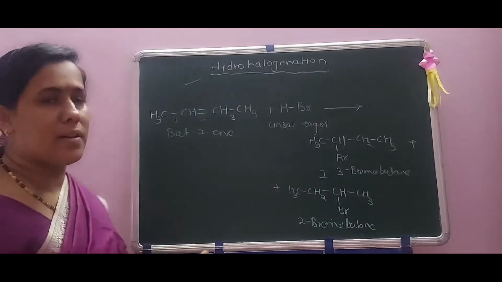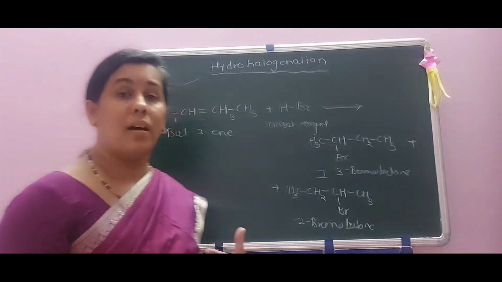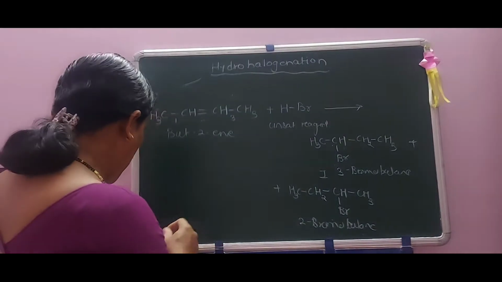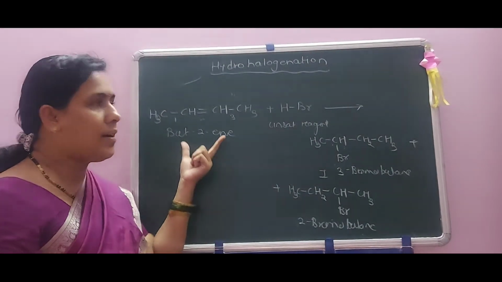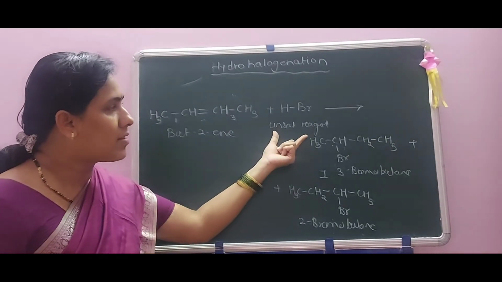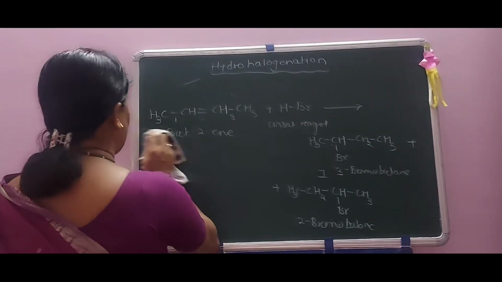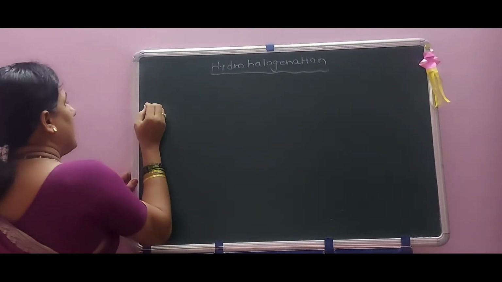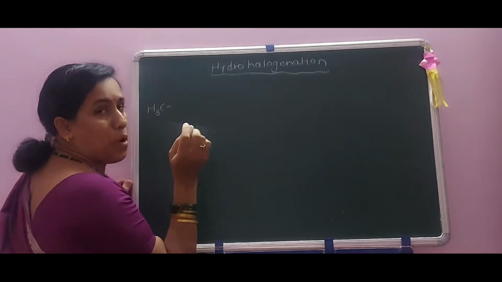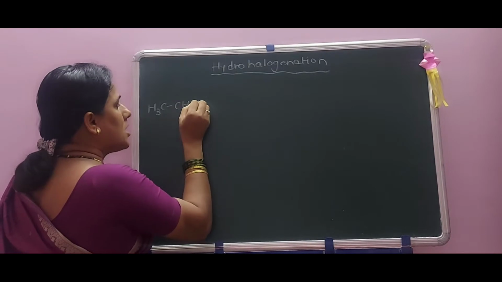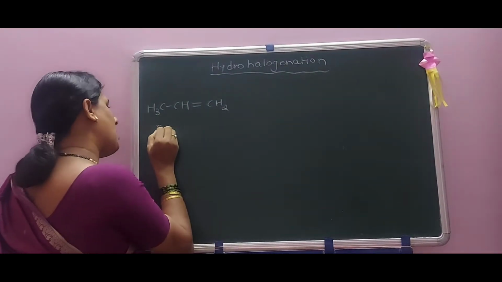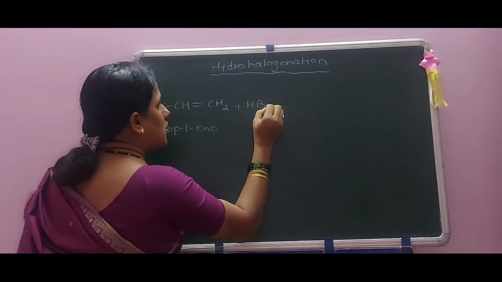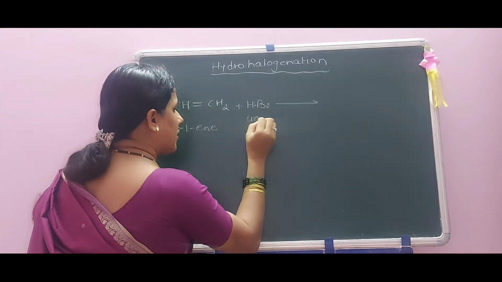Now we will consider the unsaturated, unsymmetrical alkene. What is the product formed here? See the next point: the addition of an unsymmetrical alkene to an unsymmetrical reagent. What is formed here? We take the example of prop-1-ene, or propene, CH3 CH double bond CH2. The name of this alkene is prop-1-ene, on addition of an unsymmetrical reagent.